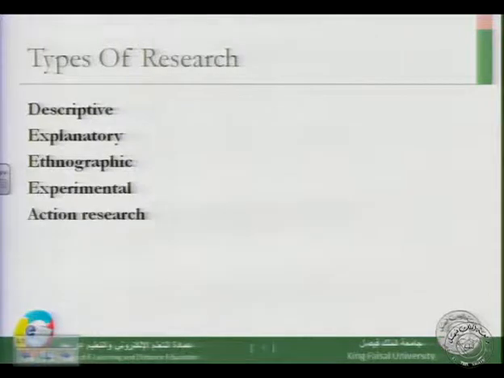Action research. Action research is simply like, I am a teacher and then I try to study as a researcher. I am the teacher and researcher at the same time. I try to study the practices of my teaching, my students. This is just an example of action research. We are not going to deal with it.